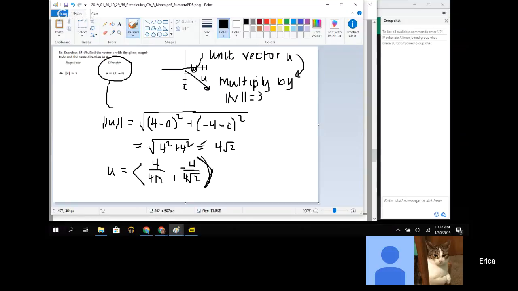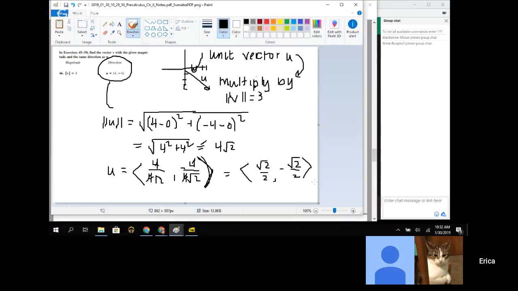Okay, did you guys follow that? I just did what I did in the last problem to find the unit vector. Okay, I can simplify this. These 4's cancel out, and I multiply by the square root of 2. So this will be the square root of 2 over 2, negative square root of 2 over 2. This is my unit vector for my vector u.